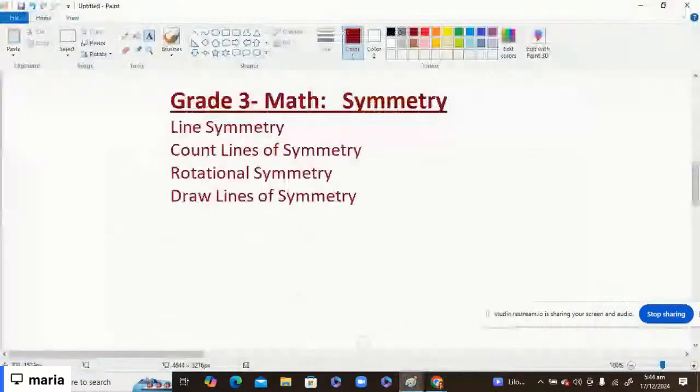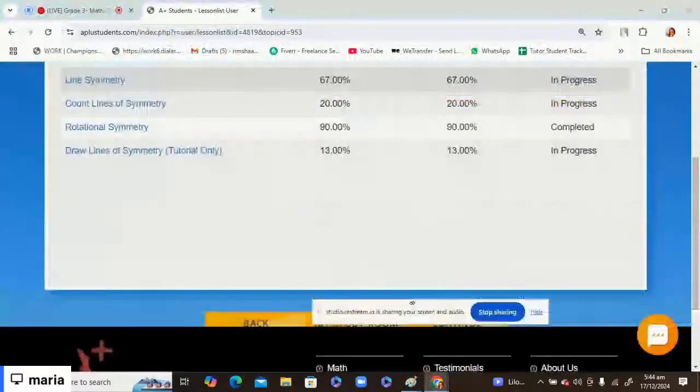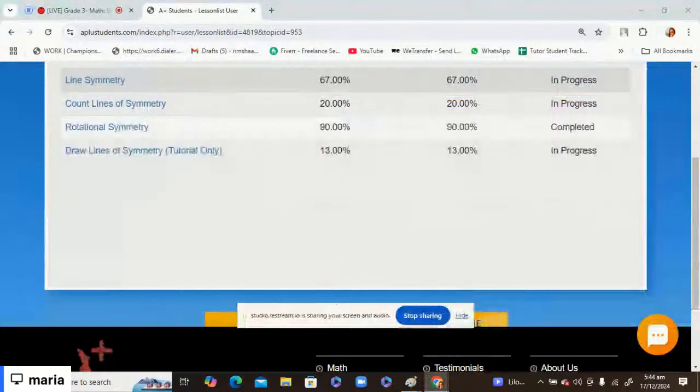So today we covered the grade 3 maths symmetry chapter, and here is the list of the lessons. Today we covered line symmetry, count lines of symmetry, rotational symmetry, and draw the lines of symmetry. You can find all the lessons on aplusstudent.com. You have to log in using the password and email that are provided by the administrator.